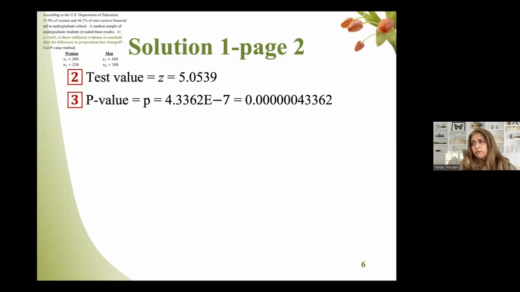Copy the whole thing, okay? Point, decimal point, 6043362. Okay.